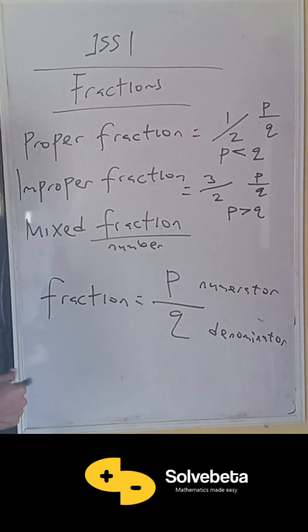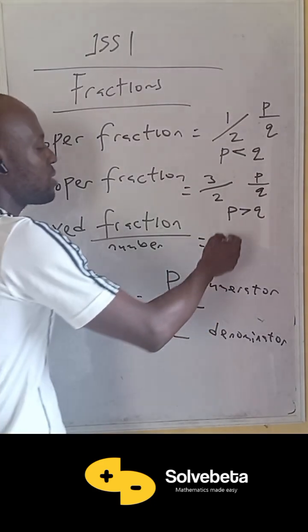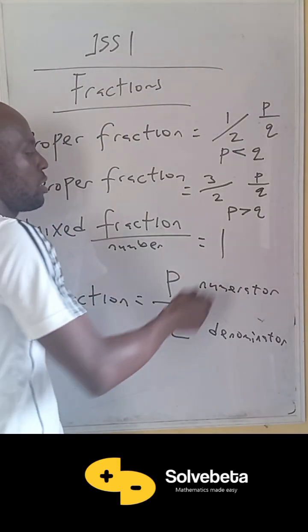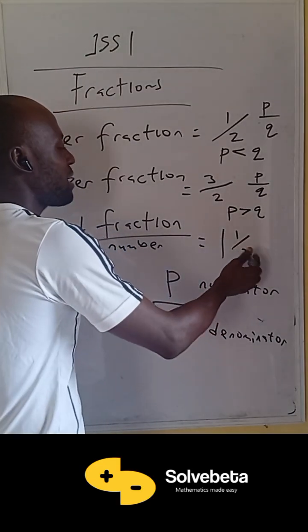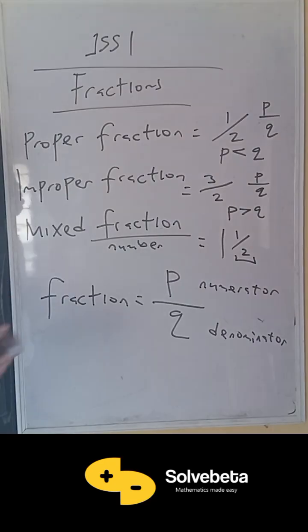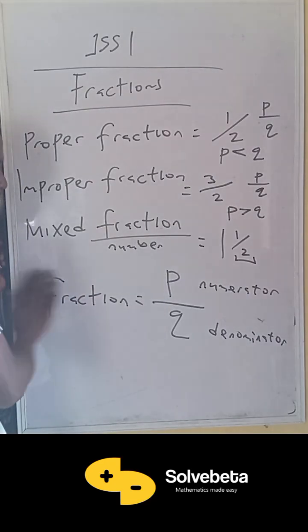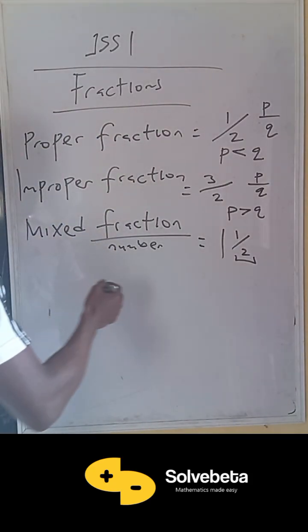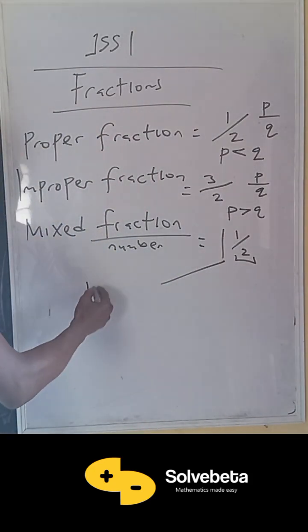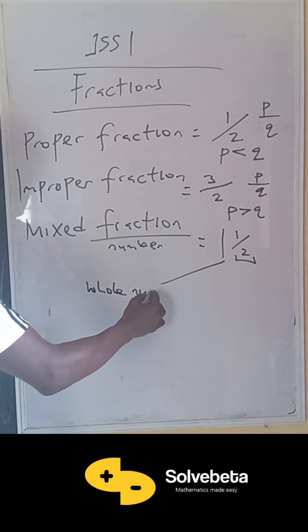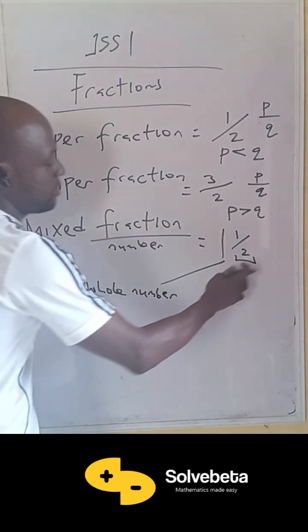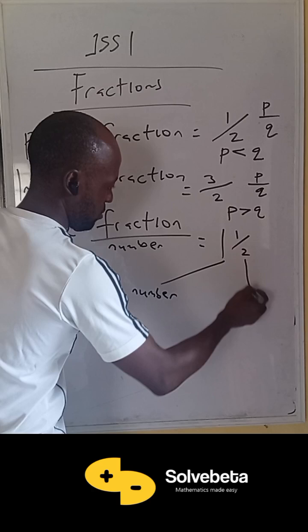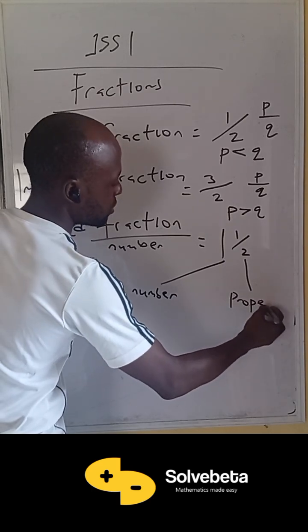Then you have your mixed number, or mixed fraction. I prefer to call it mixed number. A mixed number comprises a whole number and a fraction, and the fraction is always a proper fraction. You can write this down: a mixed number is made up of a whole number, and then a proper fraction.